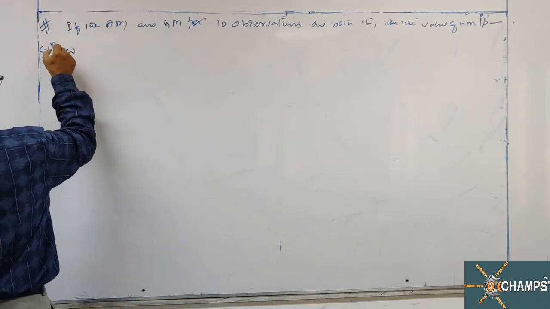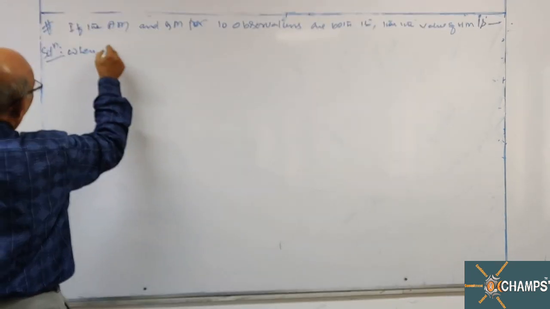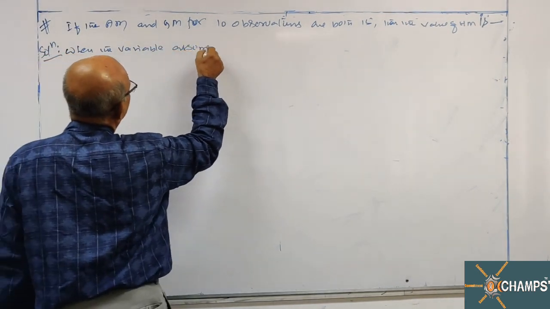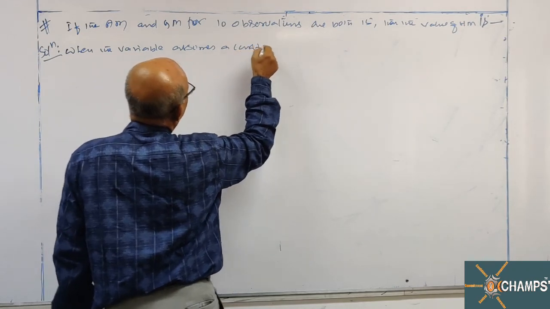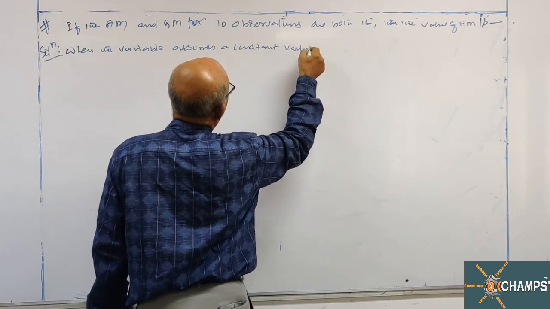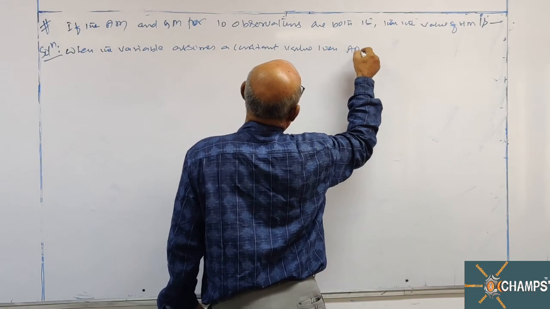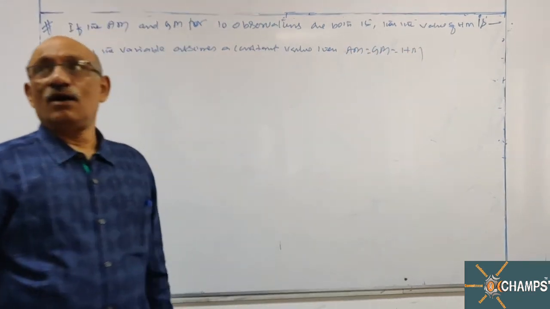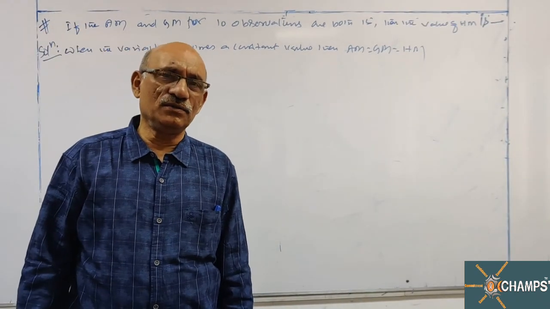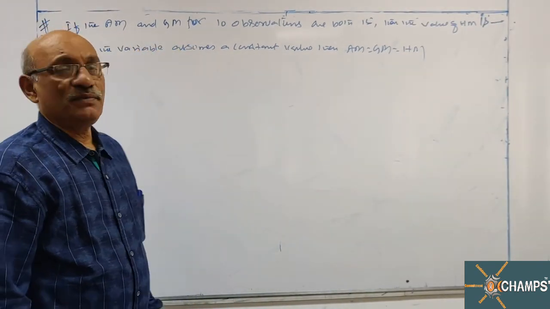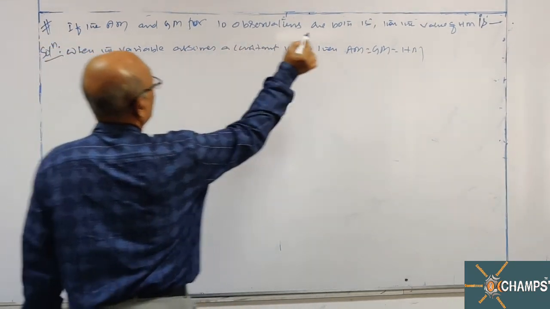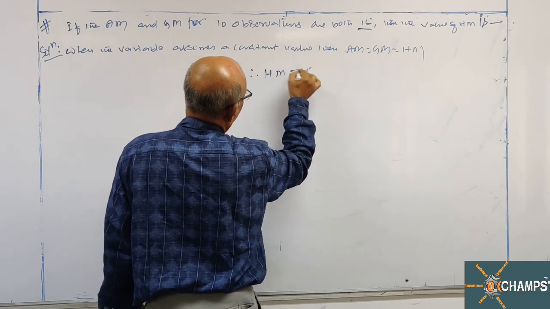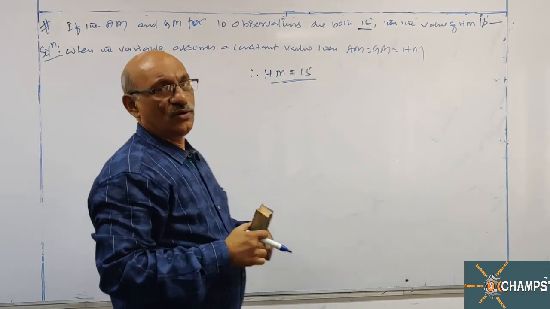See the solution. When the variable assumes a constant value, then AM is equal to GM is equal to HM. It is already given AM is equal to GM. Therefore, HM is equal to 15.